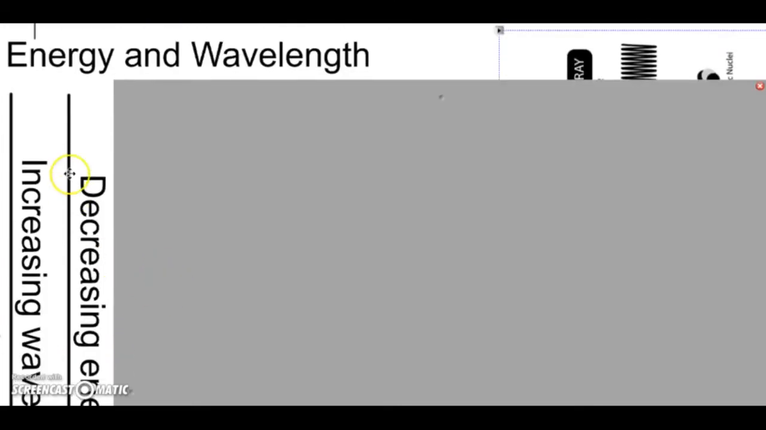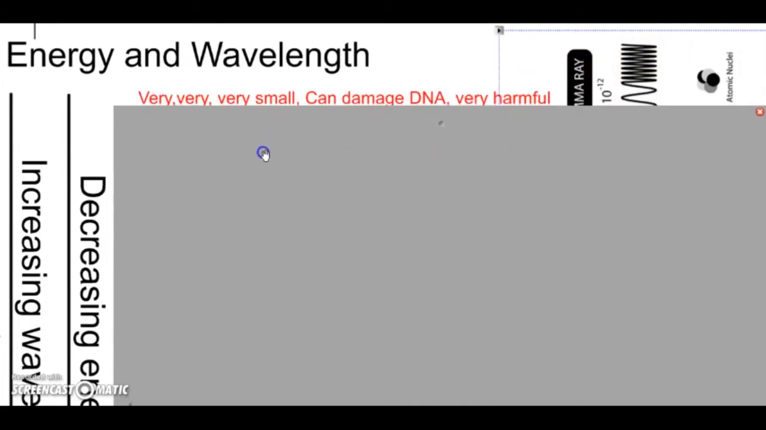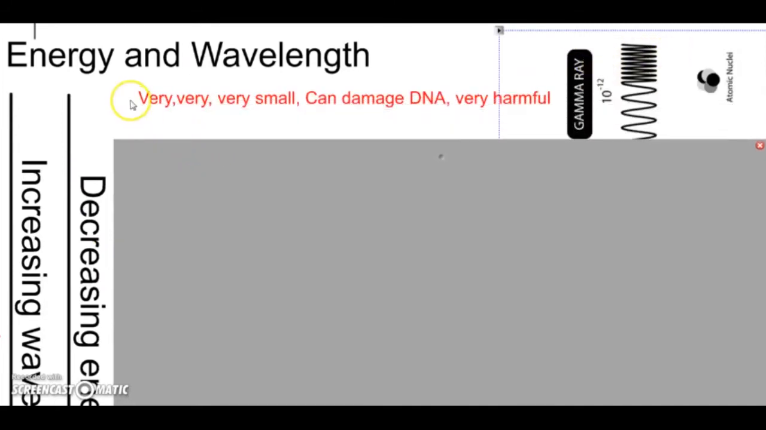Starting back here at the top, the smallest wavelength, the highest energy, is the gamma ray. The gamma ray is very, very, very small, and it can damage your DNA. In other words, it's very harmful to you, and you don't want to mess with gamma rays at all.